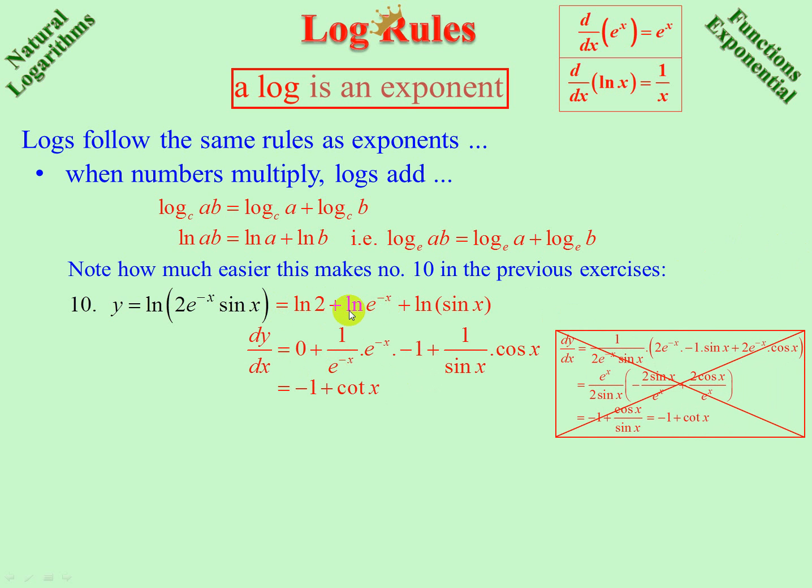Ln of e to the minus x, well, the derivative of ln is 1 over, so it's 1 over e to the minus x, times the derivative of the inside function, which is itself a composite function, so we end up with e to the minus x times minus 1. And ln of sine x, well, 1 over sine x times the derivative of sine x, which is cos x, and that simplifies there. Negative 1, cos over sine, which is cot. Now there's the original working from the previous video, and you'll see already it is simplified quite a bit by being able to use the log rule.